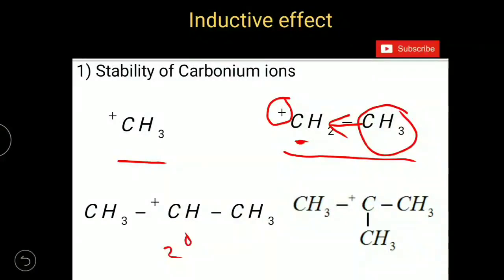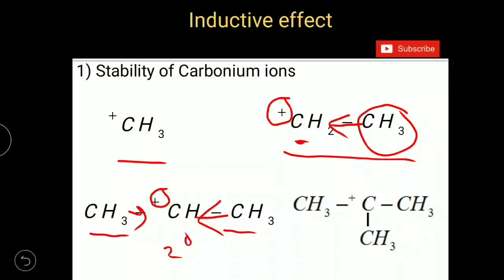In the same way, when you come to this secondary carbonium ion, there are 2 alkyl groups, 2 methyl groups bonded to the positive charged carbon, and both of them are electron donating groups. So 2 electron pairs are coming close to the positive charged carbon. Electrons are negatively charged, and when they are coming towards the positive charge, the magnitude of positive charge decreases. 2 electron pairs are coming towards the positive charged carbon, which reduces the positive charge to more extent. So the secondary carbonium ion is becoming more stable than the primary carbonium ion.